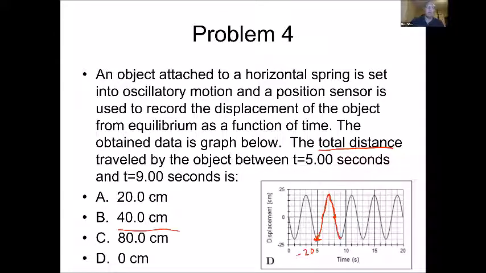So our answer on this one is C. Remember, we're asking for distance. Distance is a scalar. The direction does not matter. It's how far you travel. You went 20 up, 20 more up, 20 down, and then 20 more down for 80 total as far as distance goes, 80 total centimeters of distance.